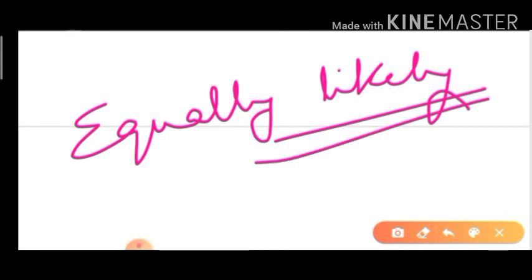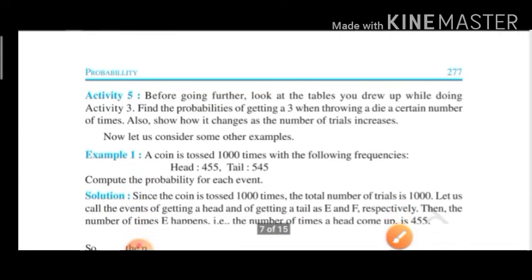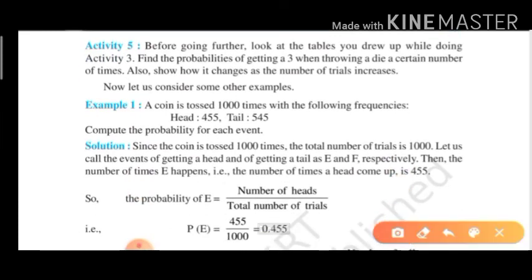There are equally likely events. If they are not, say if it is biased or we favor one result more, then it will not be an equally likely event. Say, for example, given here, a coin is tossed 1000 times.